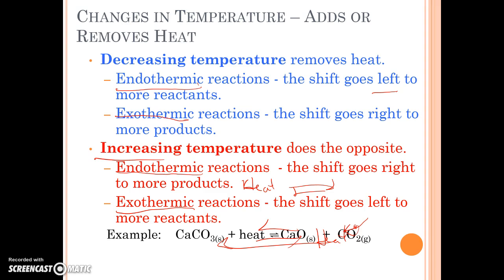So here's an example. We got CaCO3 plus heat gives you CaO and CO2 gas. If we add more heat, it's acting like an ingredient and driving the reaction forward. If we remove heat, we drive the reaction the opposite direction.